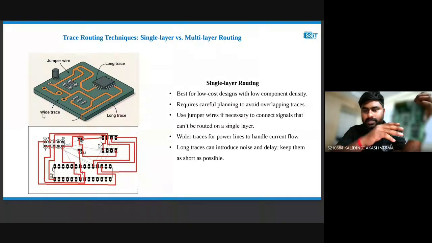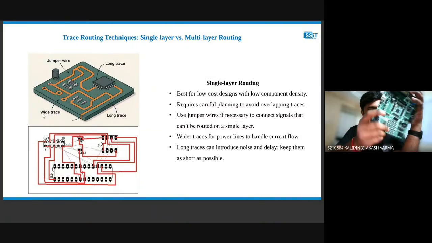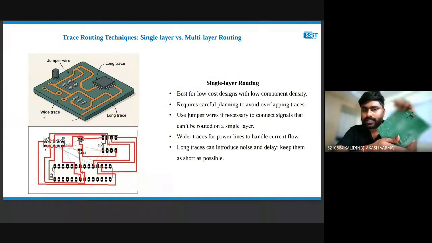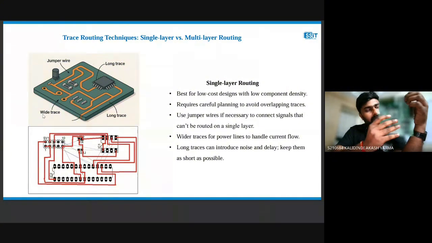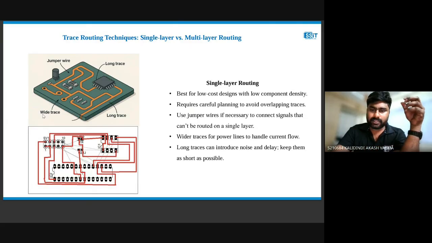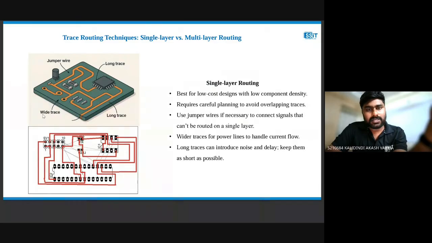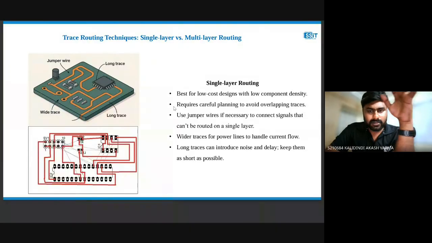So if the components are fewer, then we can go for a single side. If the component count is huge, then we should go for a double-sided PCB. We will discuss how the connection happens from the top layer to the bottom layer in the coming slides. There is a concept called vias. Using vias, communication is established between the top layer and the bottom layer.